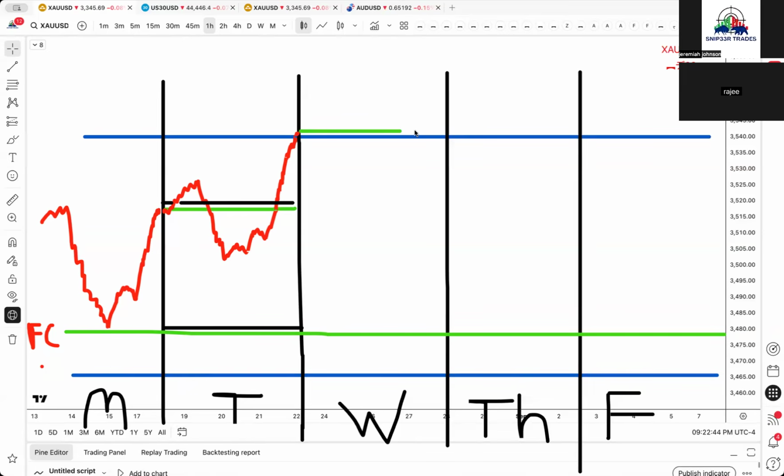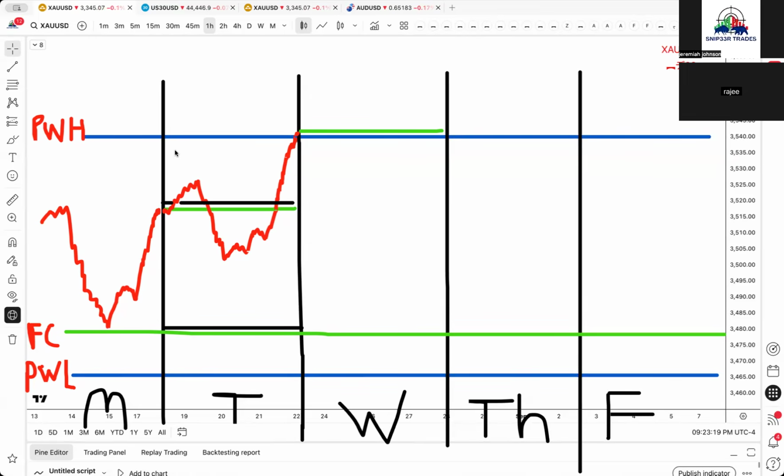Now remember, the blue line is the previous week's high low. So let me go ahead and notate that. Previous week high and previous week low. Now Wednesday can either be a parabolic trend trade or a parabolic reversal trade.